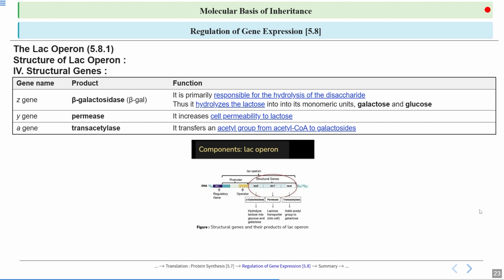Then comes the Y gene, which is going to produce permease. It increases the cell permeability to lactose. Then the A gene is going to produce transacetylase, and its function is to transfer an acetyl group from acetyl coenzyme A to galactoside. So these are the three products formed by the structural genes, and their main function is in lactose metabolism.